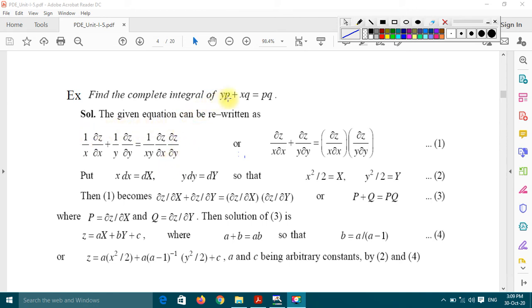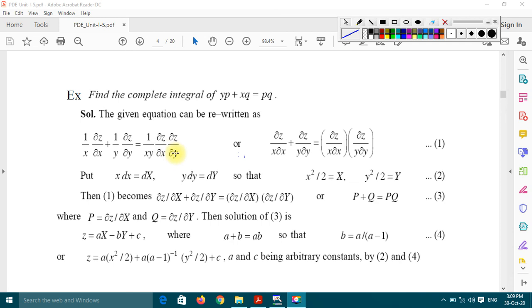Here we write this equation in its partial derivative form. We write yp plus xq is equal to pq. We divide first by xy throughout the differential equation, then we get (1/x) p plus (1/y) q is equal to (1/xy) pq, meaning pq upon xy, that is, p upon x plus q upon y. Now write p and q in their derivative forms: (1/x) ∂z/∂x plus (1/y) ∂z/∂y is equal to (1/xy) (∂z/∂x)(∂z/∂y).